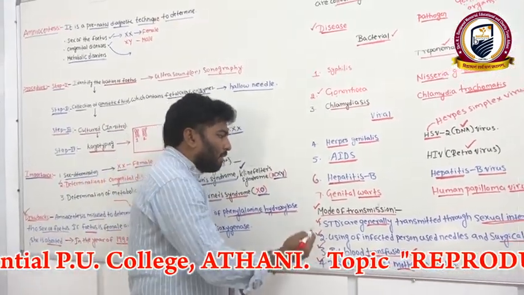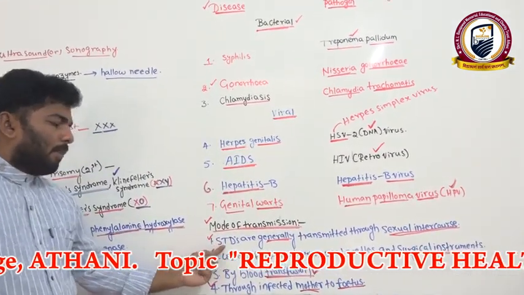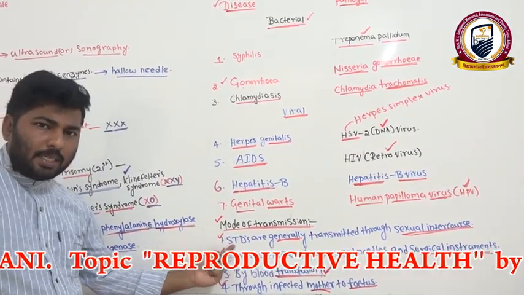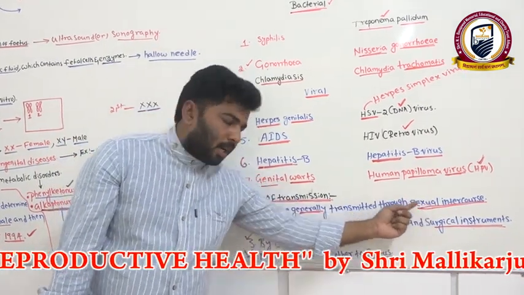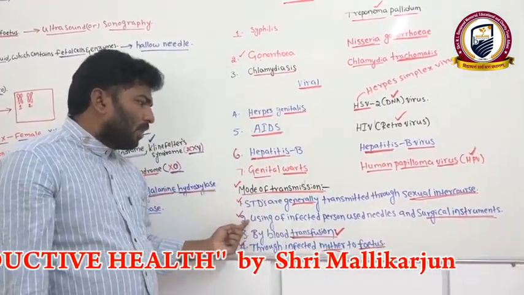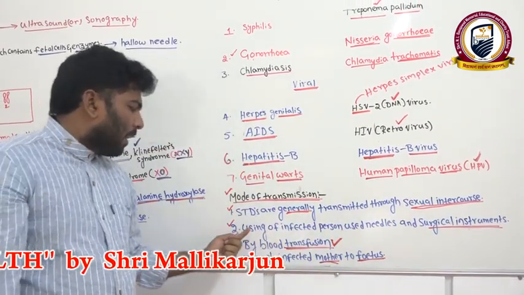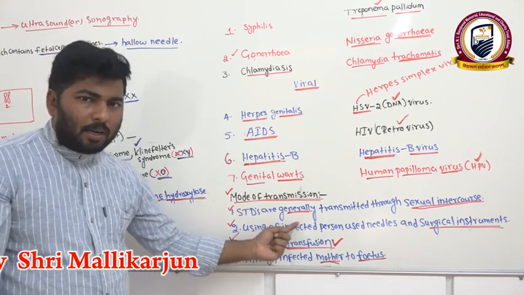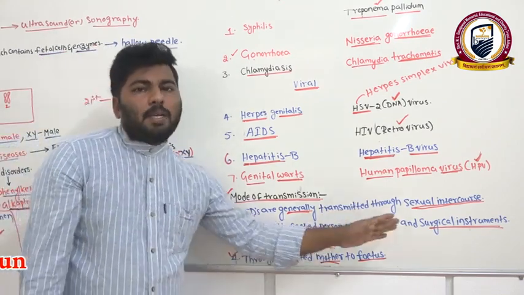One more time I will repeat it. Modes of transmission of these diseases: first one, STDs are generally transmitted by sexual intercourse. Second one is using infected persons' used needles or surgical instruments. Third one is by blood transfusion. Fourth one is through infected mother to fetus.